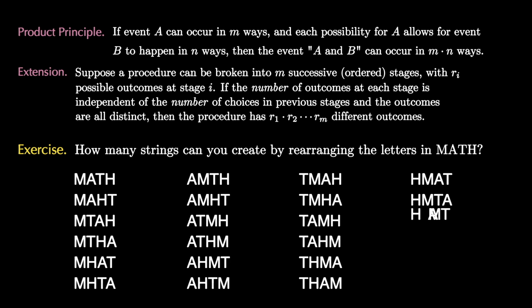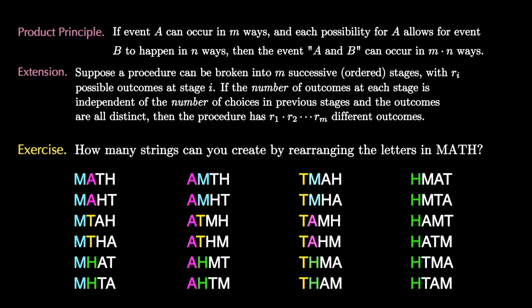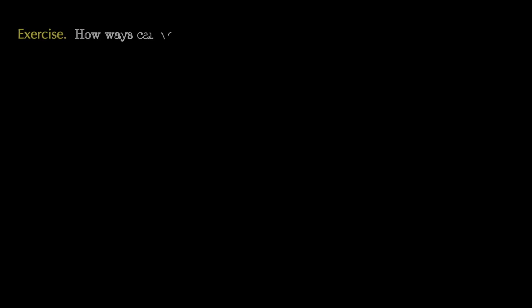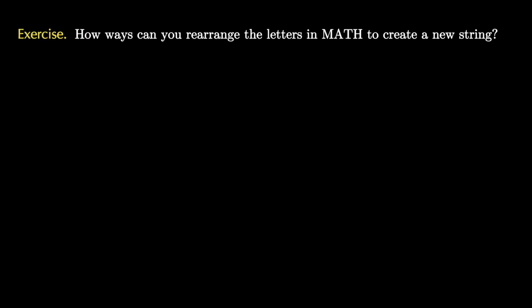But notice in this list, we've already done something interesting. We've organized them by the first letter, M, A, T, and H, and then within each column where the first letter is fixed, we notice that the number of second letters that can appear is the same each time, and then the number of third letters is the same, and then the number of fourth letters is the same. Our enumeration shown here gives us an idea about how to understand the product principle.